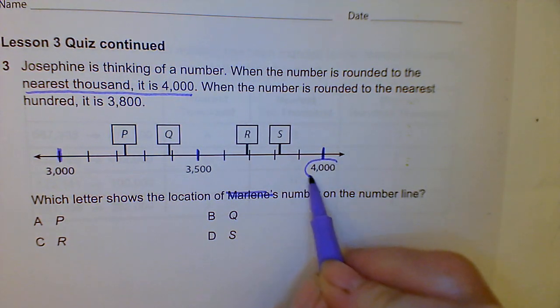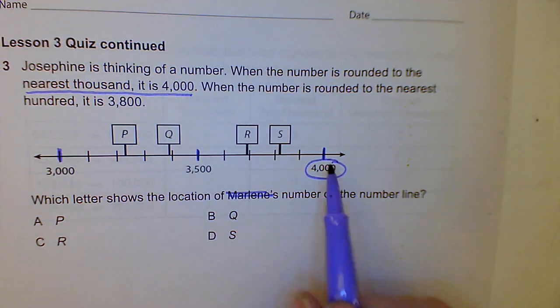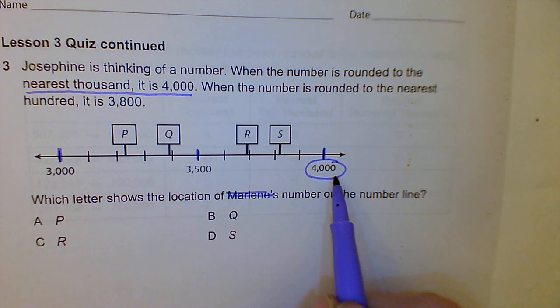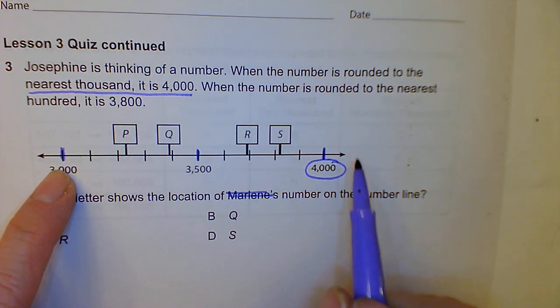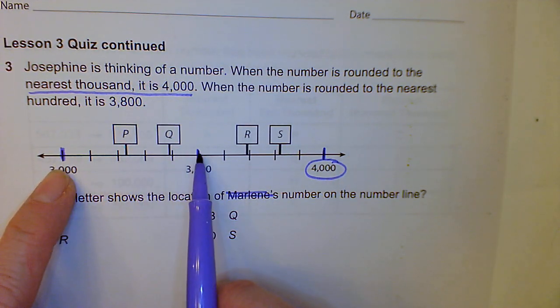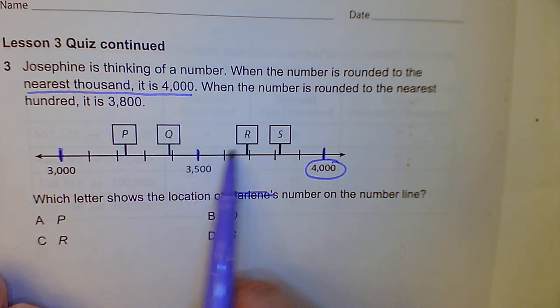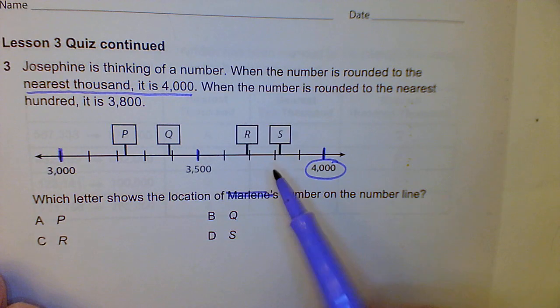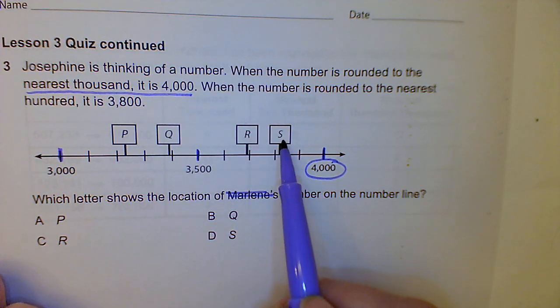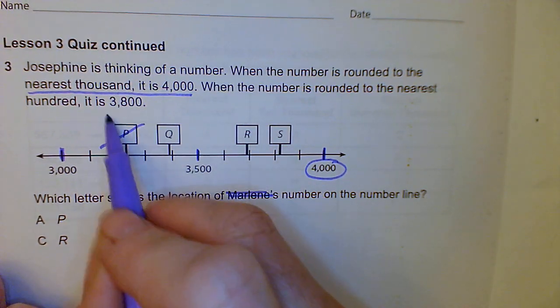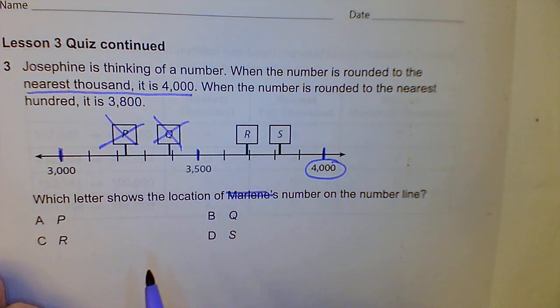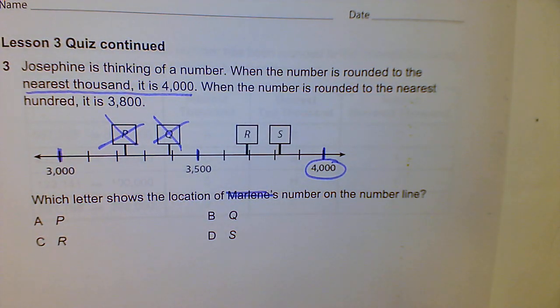So they have to round to 4,000, which means they have to be closer to 4,000 than they are to 3,000, which means they've gone past the halfway point. They're past that 3,500, so they have to be over here somewhere. So that's telling me that it has to be R or S. So I'm going to get rid of P and Q, since I know for this problem it has to round to 4,000. So now let's go ahead and take a look at that second part.